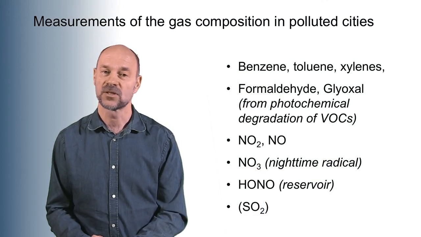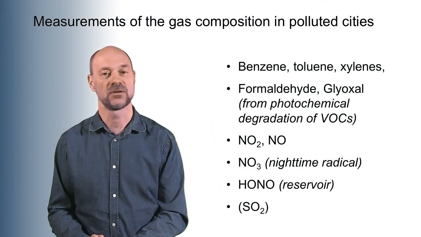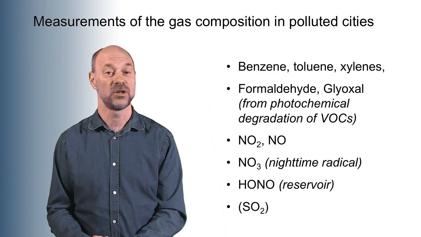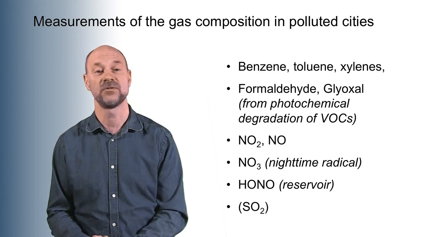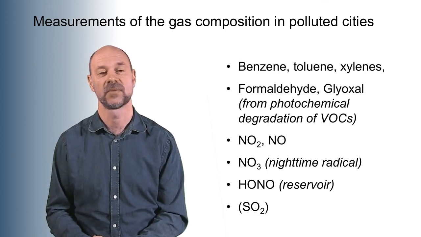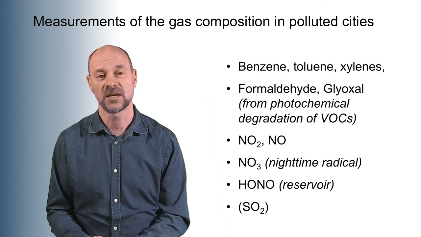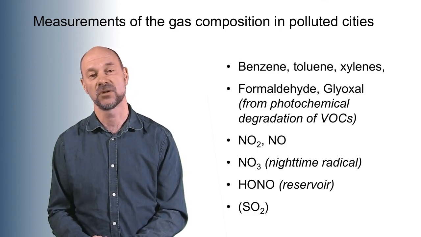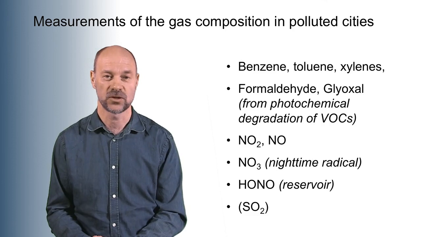Here's a list of molecular species which are active in the production of photochemical smog and which can be measured using long-path UV-visible spectroscopy. The technique is often called DOAS technique, which means differential optical absorption spectroscopy.